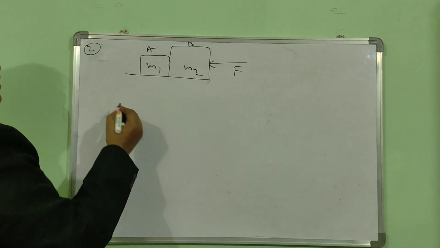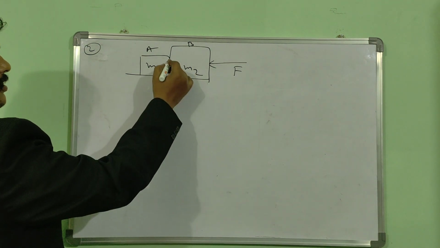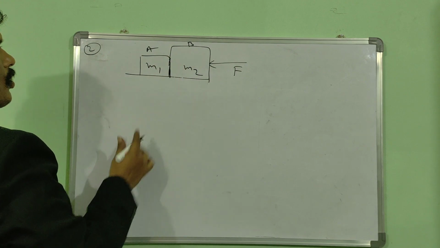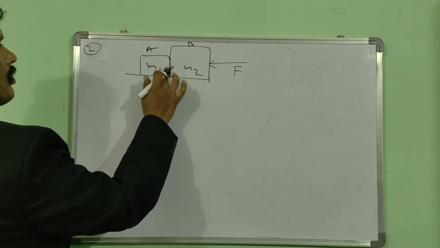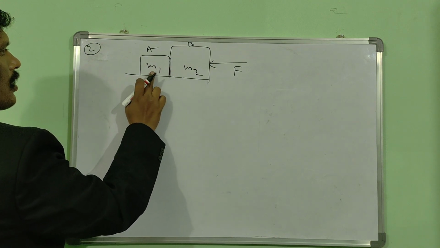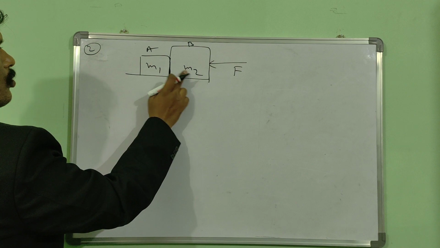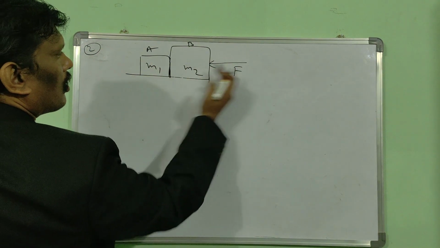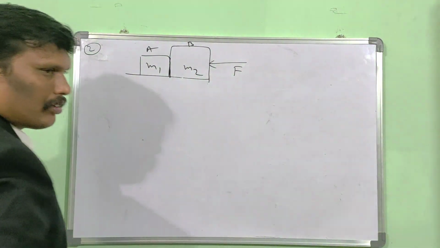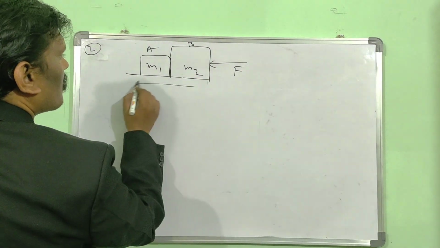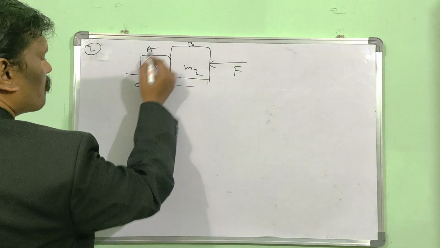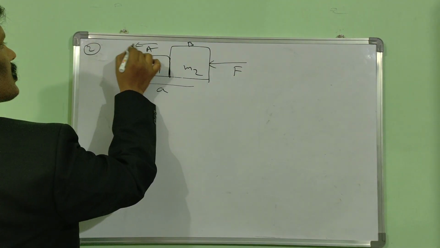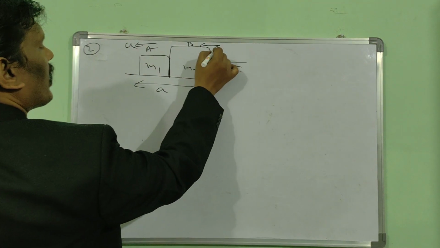Here, first of all, I consider this is the contact, no? Contact forces will act. Force applied by M2 on M1. Initially the force is applied by M2 on M1. Why? Because the pushing force is on M2, no? So it is moving in this direction with acceleration A. I am going to assume the system moves with acceleration A. Then block A is moving with acceleration A and block B also moves with the same acceleration A.